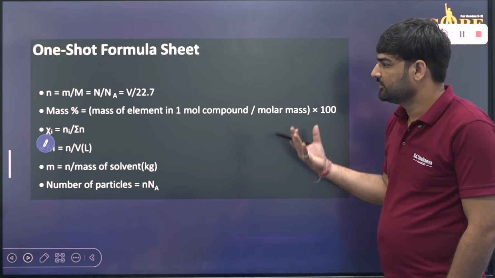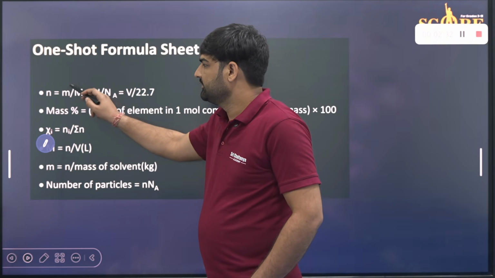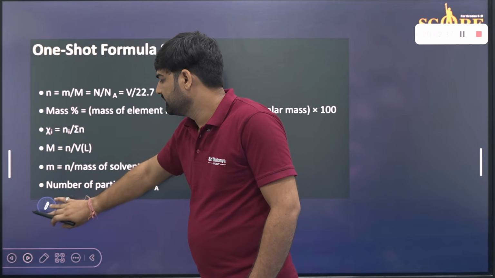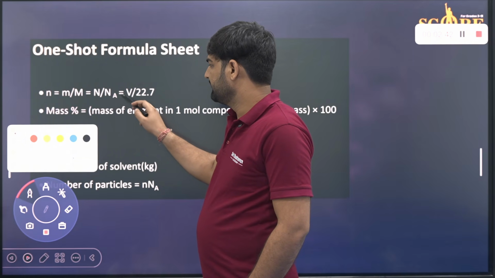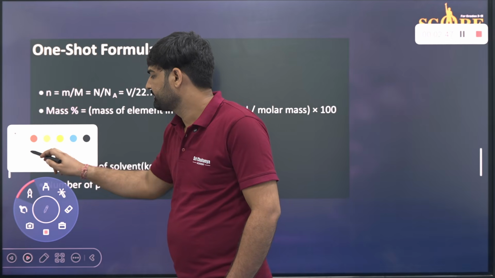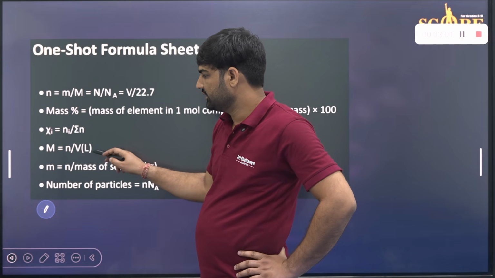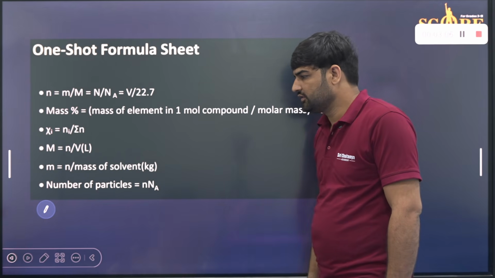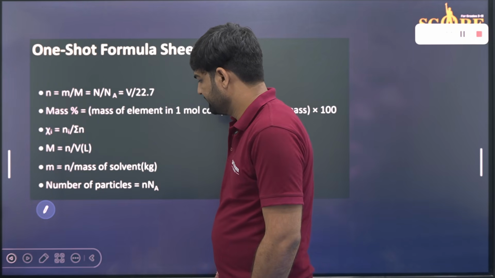These are the basic formulas in the entire session. For mole calculation: mass divided by molar mass, number of particles divided by Na, and volume divided by 22.4 at STP. Next, this is mole fraction, this is molarity, and this is number of mole calculation, which we have already seen.